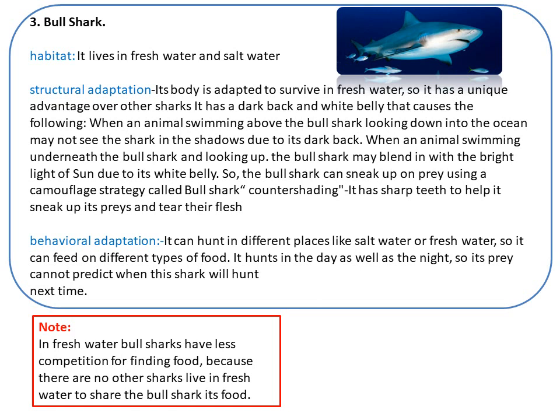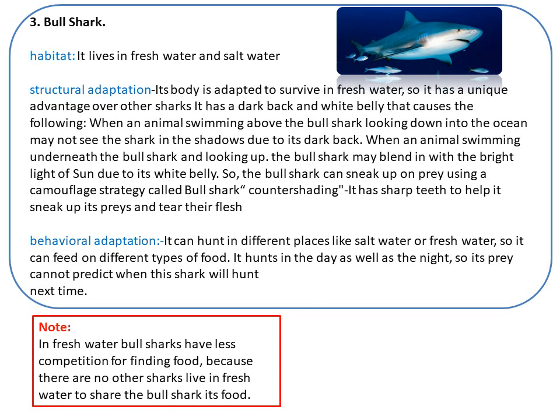While the opposite, if someone or an animal is swimming underneath the bull shark and looking up, the bull shark may blend in with the bright light of the sun due to its white belly. So the white belly of the shark seems like the bright light of the sun. So the bull shark can sneak up on prey using a camouflage strategy called bull shark counter-shading.